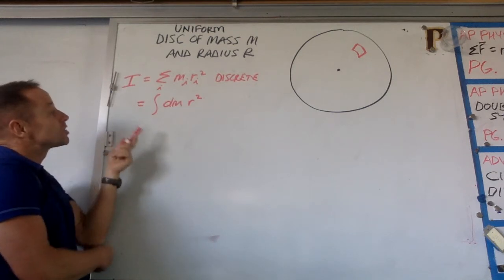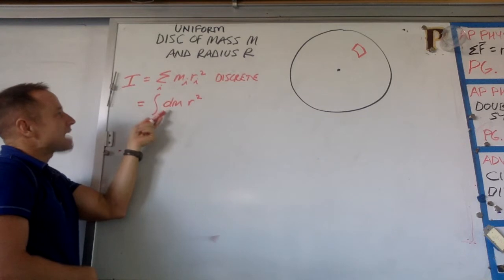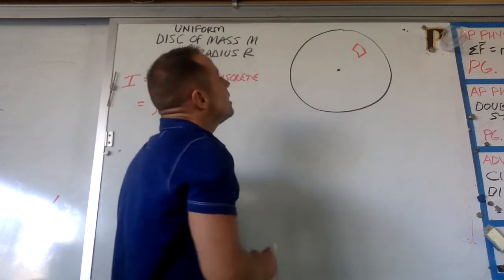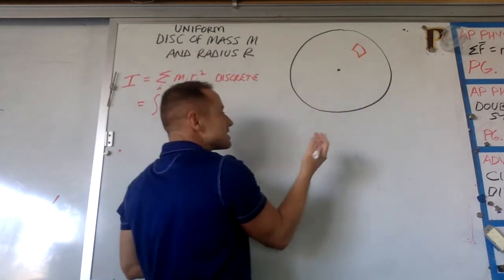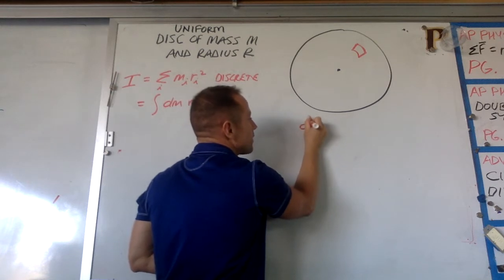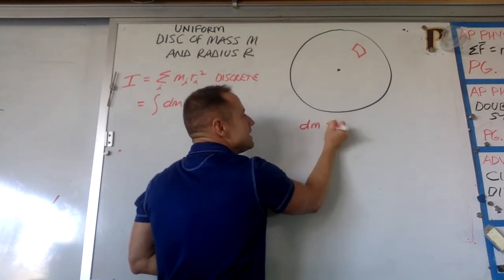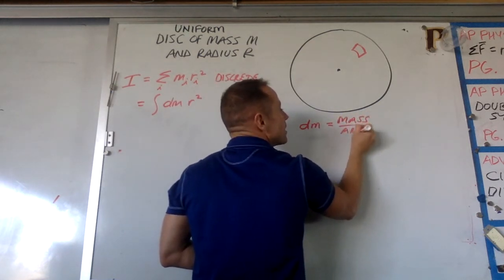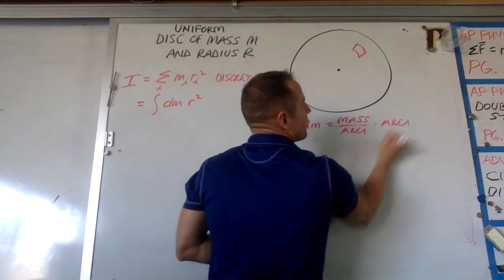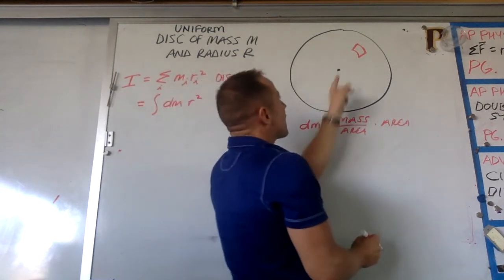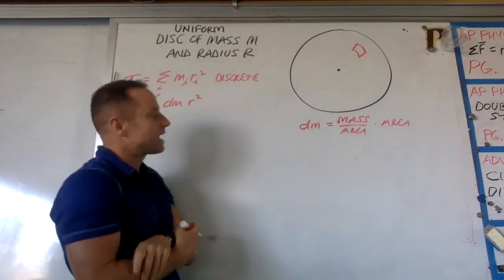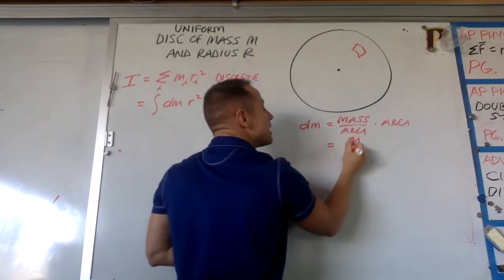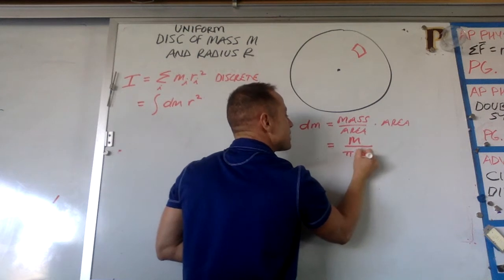The challenge is usually to write what this little mass is. We need to know what this little chunk of mass weighs. Since it's a 2D object, you do it kind of like unit conversion. So dm, a little chunk of mass, is going to be mass per area times area. If it's a uniform disk, we know the mass per area: the total mass is m, and the total area is pi times big R squared.